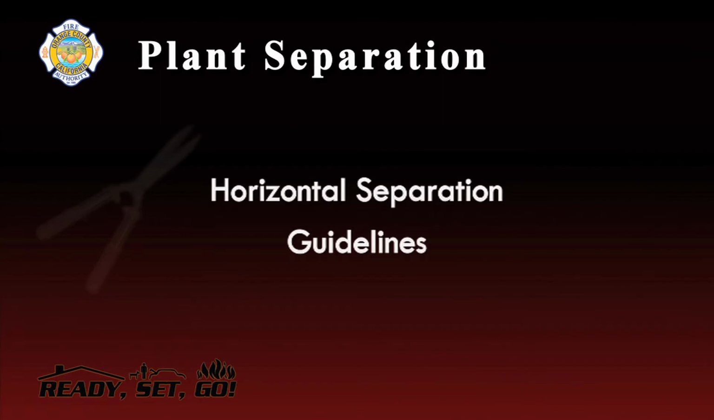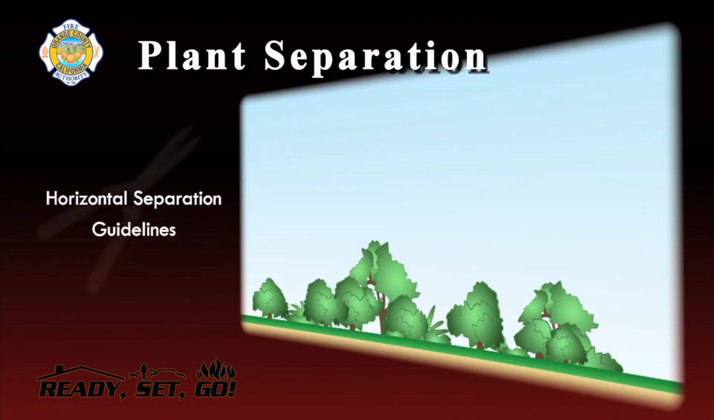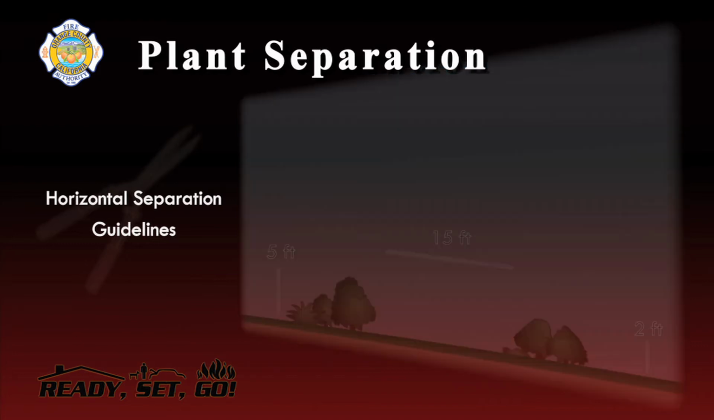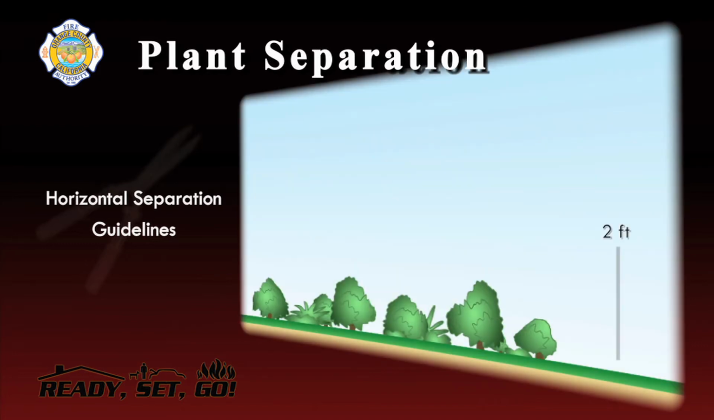Horizontal separation guidelines. All shrubs greater than 2 feet in height shall be in a maximum grouping of 3 plants and separated by a distance of 3 times the height of the tallest shrub, or 15 feet, whichever is greater. Plants that are 2 feet or lower in height need no separation.